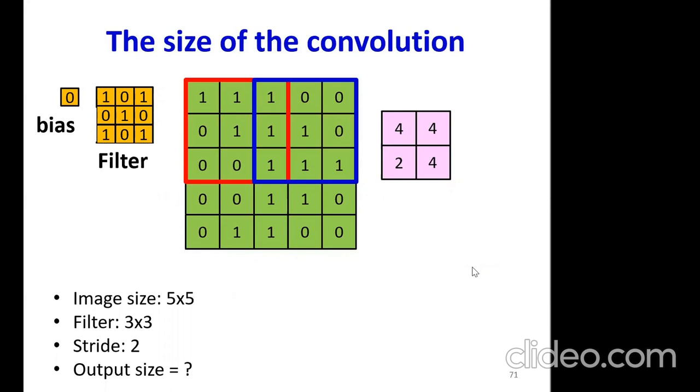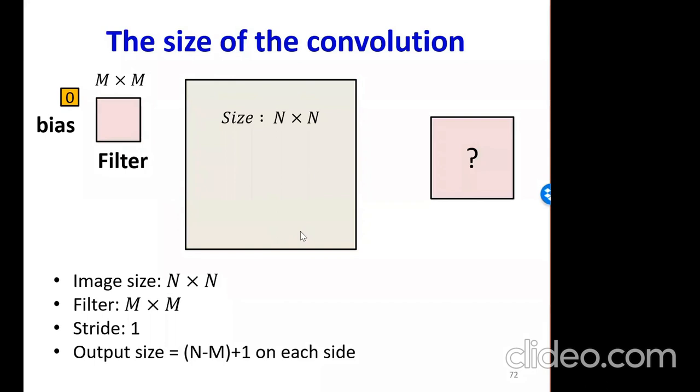But in general, if I have an input of size n cross n, and my filter is m cross m, suppose I place the filter in this corner over here. How many steps can I take before the filter goes off the edge? Anyone? N minus m. It's going to be n minus m plus 1, because I also have the original placement. So I place the original filter here, and then there are n minus m positions left. The total output size is going to be n minus m plus 1 on each side.